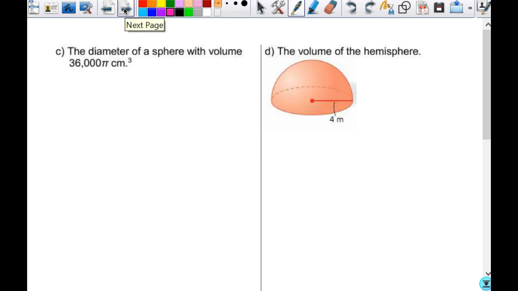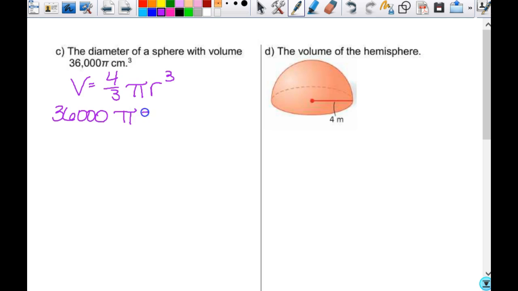All right, so we're going to go ahead and work through this one together. Also, just in the interest of time, I'll let you punch the buttons on the calculator. But so I want the diameter of the sphere with this volume. So I start by writing down the volume formula, and I substitute in everything I know. I have the volume. It's 36,000 pi. That's equal to 4/3 pi r cubed. So I would start by doing what?